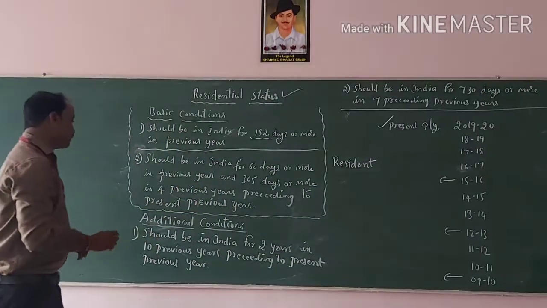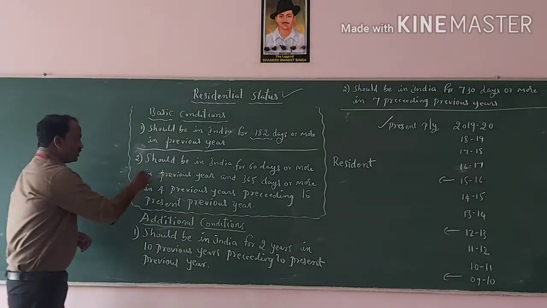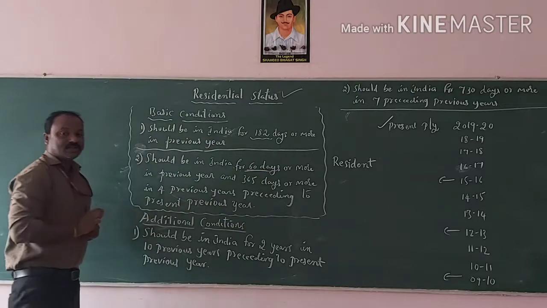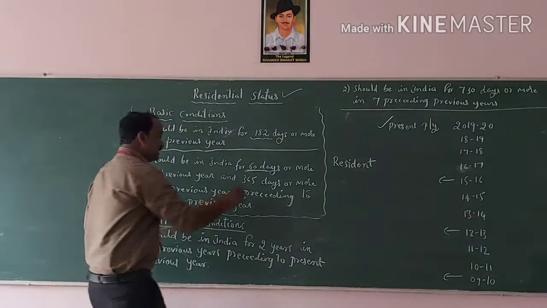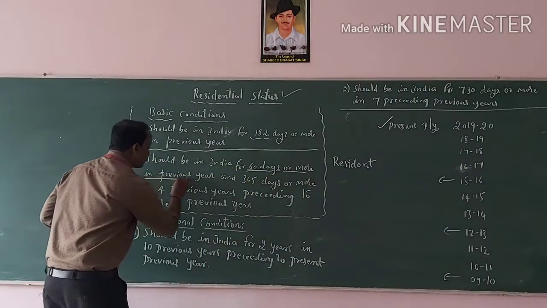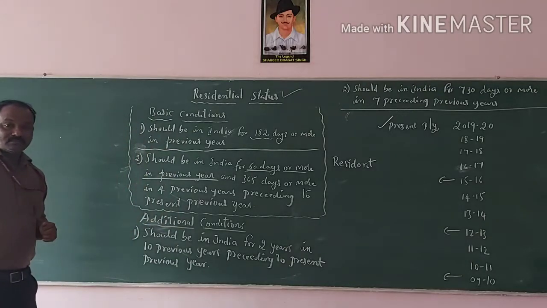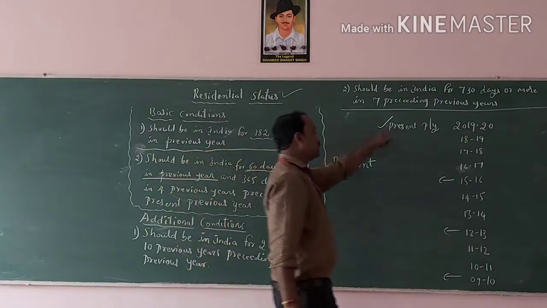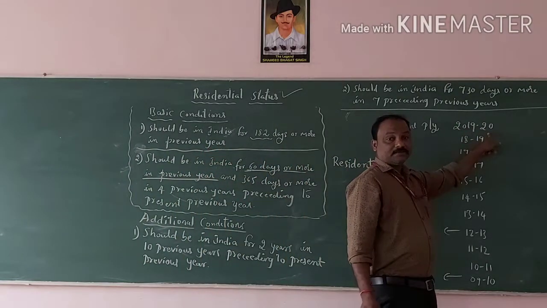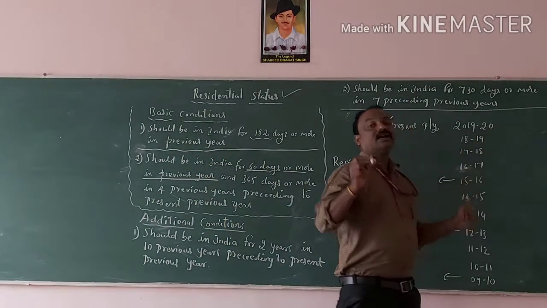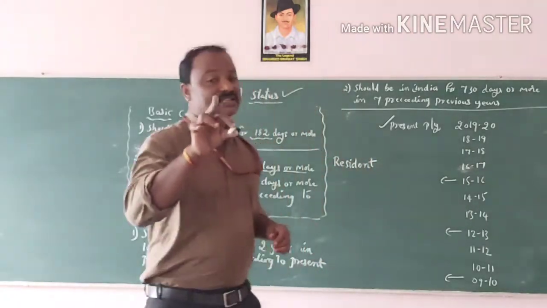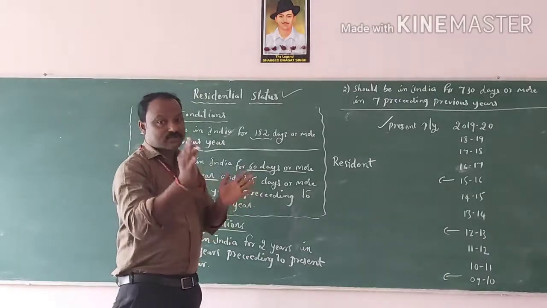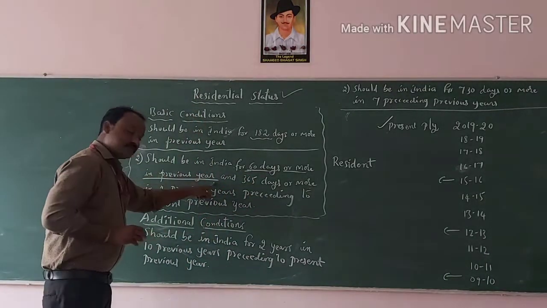And then the second one: he should be in India for 60 days or more in the previous year. That means in the present previous year 2019-20, he has to stay in India at least for how many days? At least 60 days. At least means 60 or more than 60 days he has to stay in India. This is the first one.